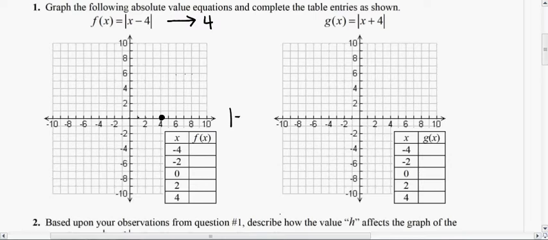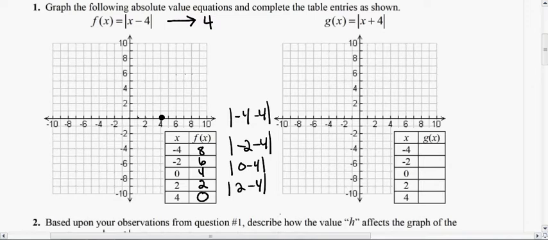X is negative 4, so negative 4 minus 4 is negative 8, and the absolute value of negative 8 is positive 8. When x is negative 2, negative 2 minus 4 is negative 6, and the absolute value of negative 6 is 6. 0 minus 4 is negative 4. Negative 4, the absolute value of that is positive 4. 2 minus 4 is negative 2. The absolute value of negative 2 is positive 2. And 4 we already have. 4 minus 4 is 0, and the absolute value of 0 is 0.